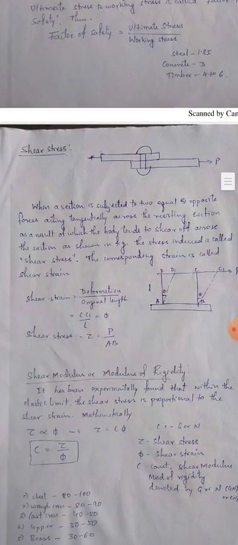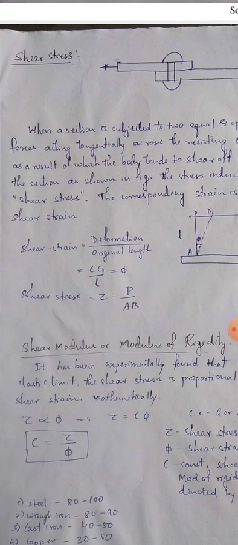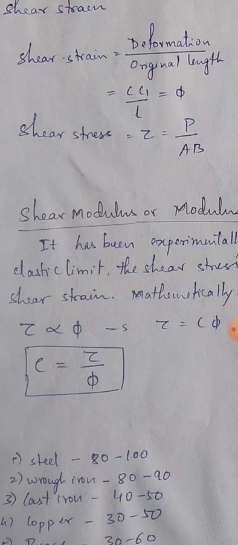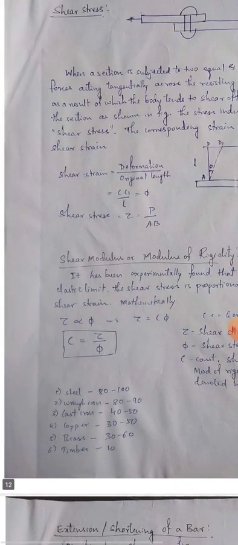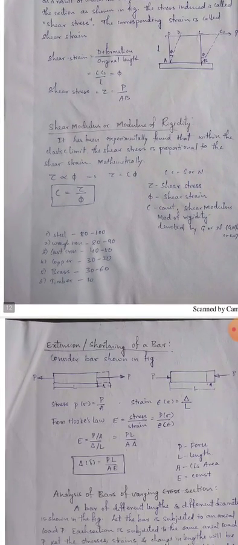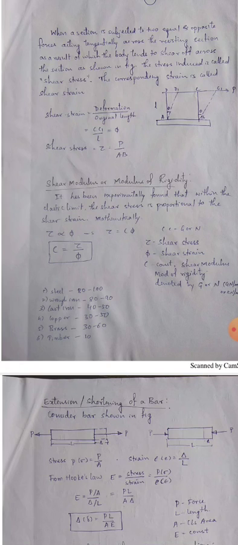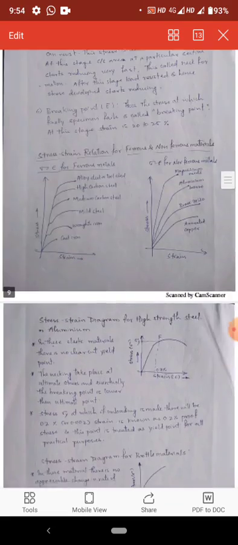Coming to the shear stress, it is tau, the shear force by shear area. And if you consider the shear modulus, it is the ratio of shear stress to shear strain, where shear stress is denoted as tau and shear strain is denoted as phi. These are the different terms and definitions which are used to understand the stress-strain chapter.